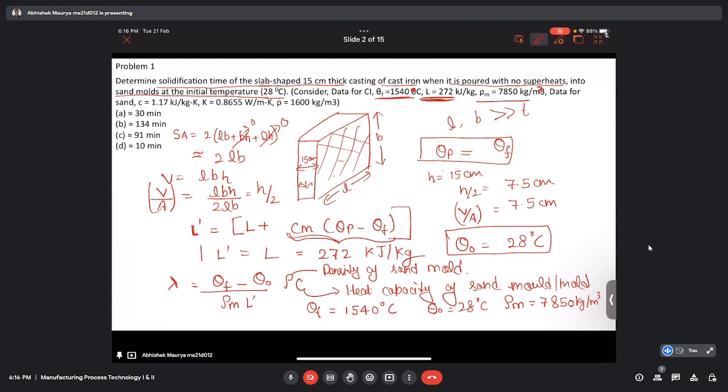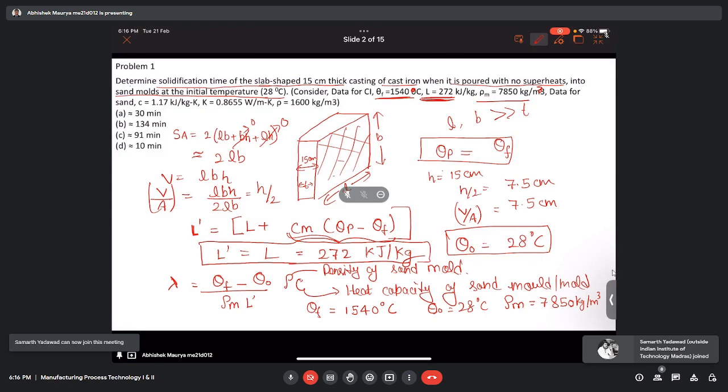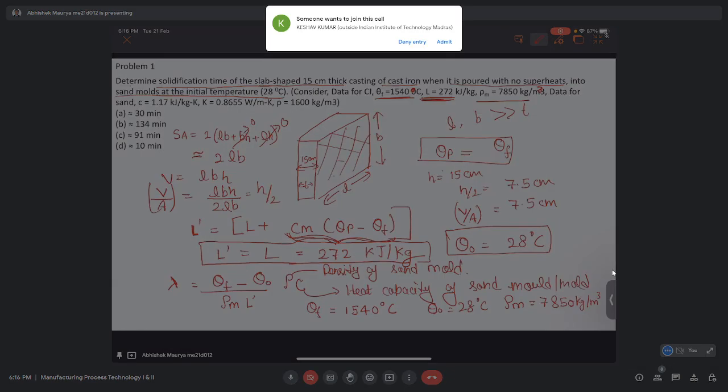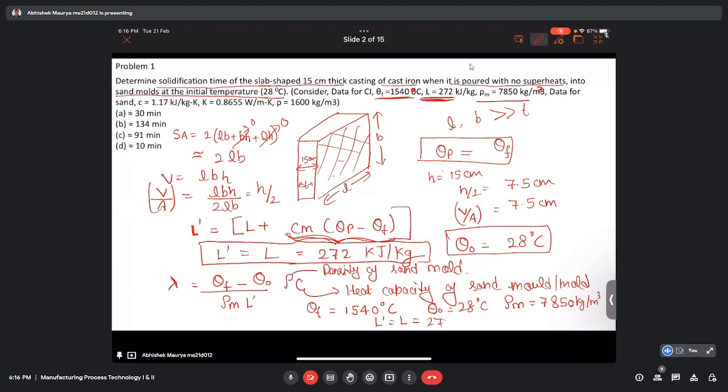And we have calculated L dash. L dash is similar to L. Why? Because there is no superheat given to the molten material. Okay, so L dash is equal to L, that is equal to 272 kilojoule per kg.